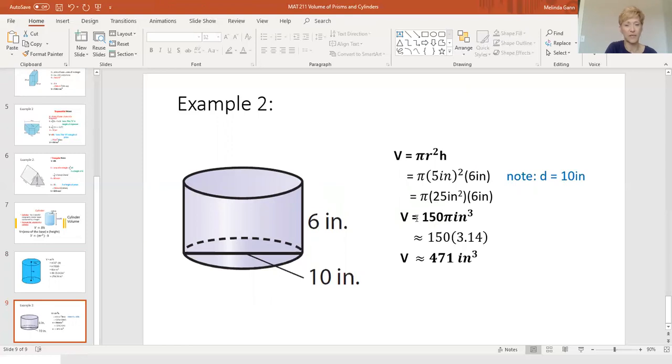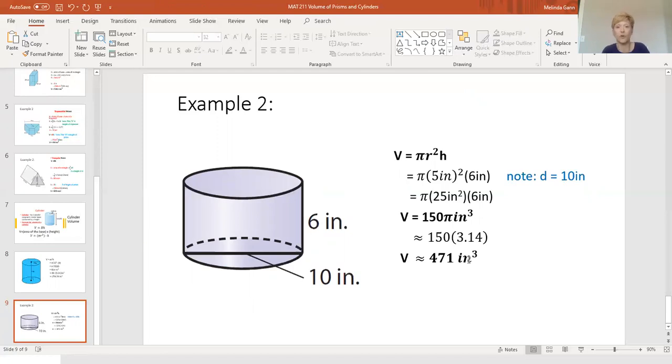And if you'd rather go to a decimal approximation, and with elementary students, that's probably what you're going to want to do with your students, because it makes more sense to them. Because 150 pi is more than triple 150. So they do better when they see it. So all I did was just round it. So my volume is about 471 cubic inches.